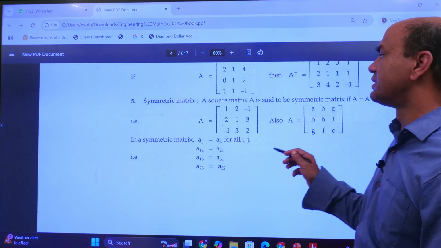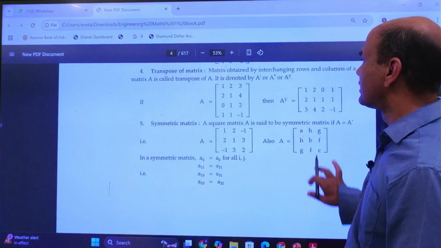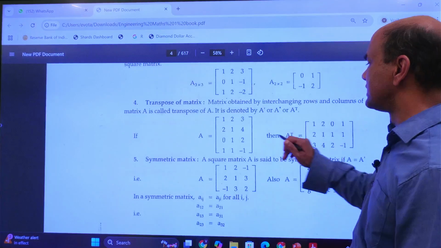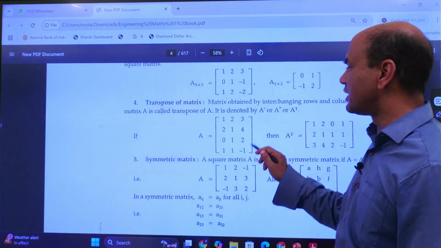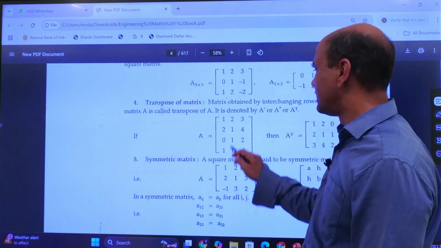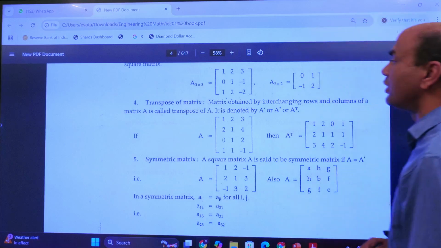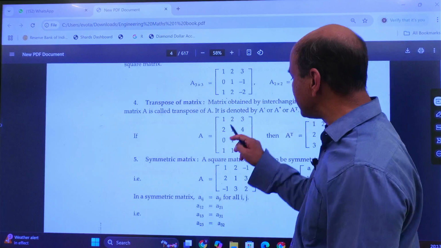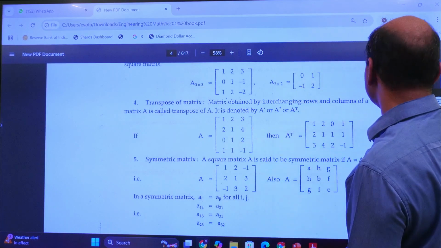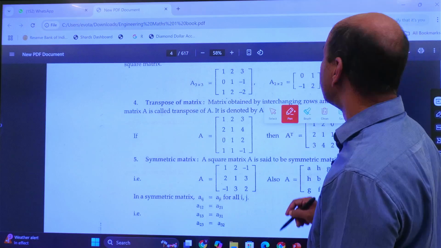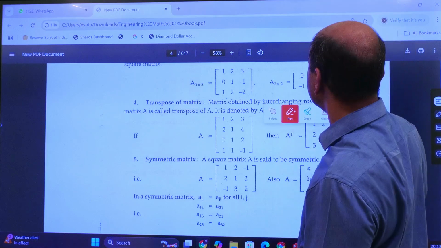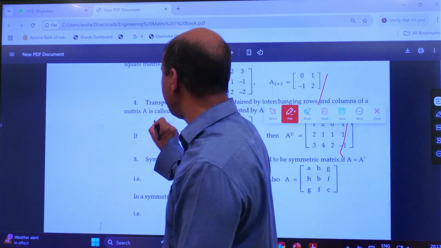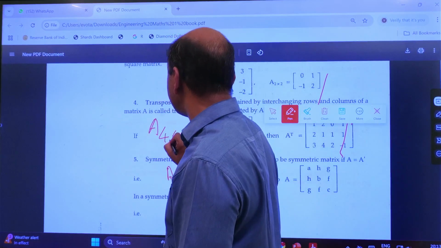Now we are on transpose. How many rows and how many columns are there? 4 rows and 3 columns. So how will I write the order of A? The order of A is 4 by 3. Correct? Now what do you mean by transpose then? In transpose, when A is 4 by 3.